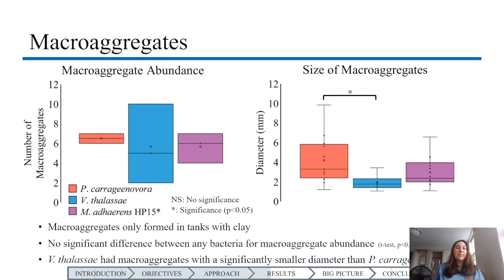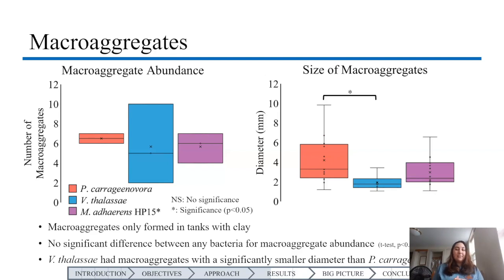So macroaggregates were found to only form in roller tanks with clay. So none of the results I'm going to show so far were obtained from control tanks. On the left is a graph showing the macroaggregate abundance between bacteria, and on the right is the diameter size in millimeters of the macroaggregates. Pseudothermomonas carragenivora is displayed in red, Vibrio thalassii in blue, and Marinobacter adherens HP15 in purple.